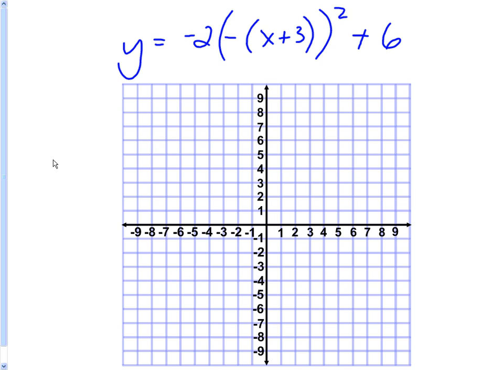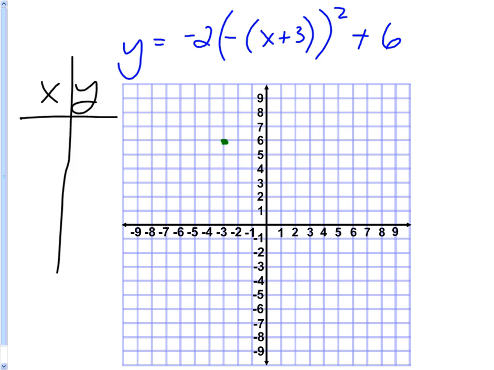At the vertex, which is negative 3, 6. So I'm going to start graphing there. Negative 3, positive 6 is right there. Okay? Now, I think the easiest way to show you that will always work is if I make you an XY chart like this.